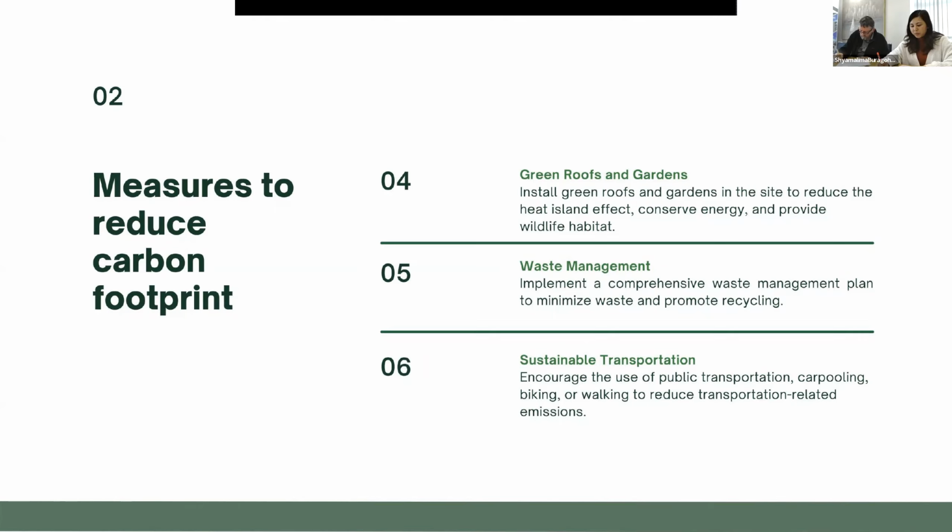Implementing a comprehensive waste management plan is an effective way to minimize waste and promote recycling. This plan should involve the entire community, including residents, businesses, and organizations. This plan should outline strategies for reducing waste, such as using reusable containers and bags, composting food waste, and recycling paper, glass, and plastic. Sustainable transportation. Encouraging the use of public transportation, carpooling, biking, or walking is a great way to reduce transportation-related emissions. These modes of transportation produce fewer greenhouse gas emissions compared to individual car usage, which is one of the largest sources of carbon emissions.